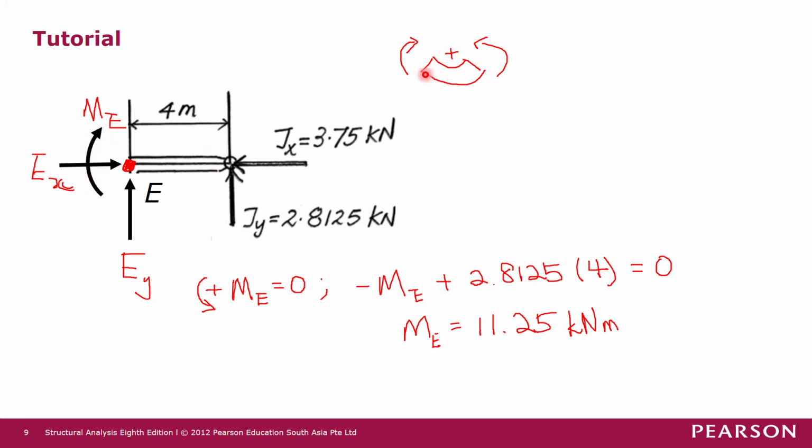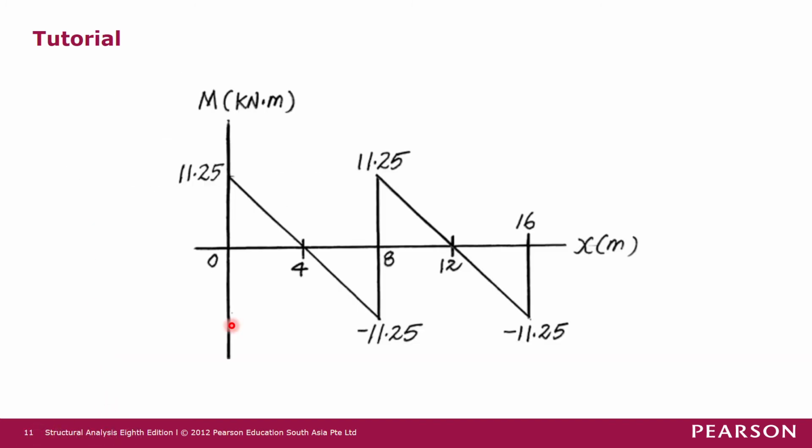So this ME is in the same direction as the positive bending moment. So the bending moment on the right hand side of E is positive. When we plot the bending moment diagram, the moment on the right hand side of E is 11.25, right? Just now we found the bending moment at joint E on the left hand side of the joint is negative 11.25, and the moment on the right hand side of joint E is positive 11.25.